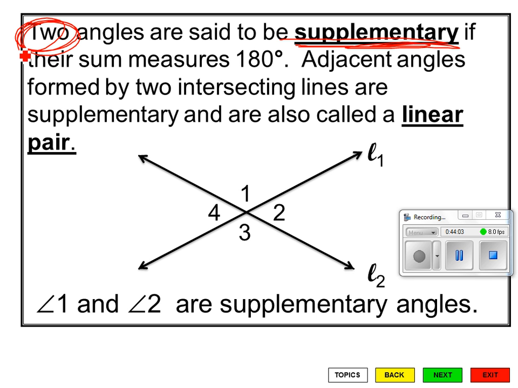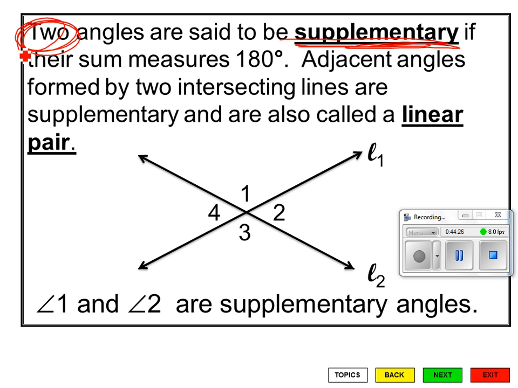So looking at this picture, name me two supplementary angles in this picture. 3 and 2. Do those two have to add up to be 180? Yeah. Name me another pair of supplementary angles. 1 and 4. 1 and 2. 4 and 3. All those pairs are supplementary angles because we know that they add up to be 180.